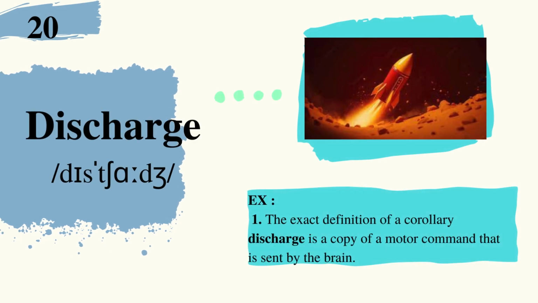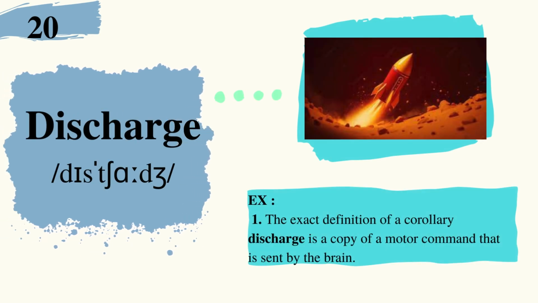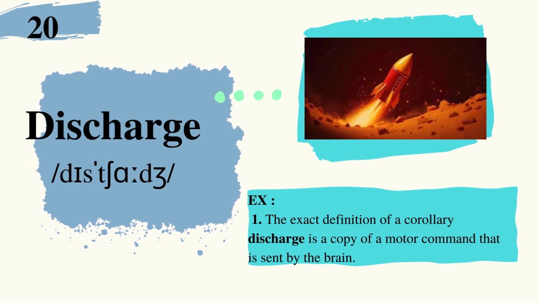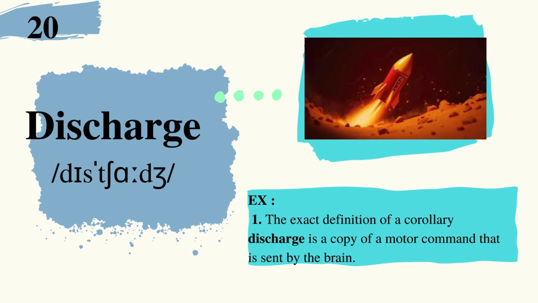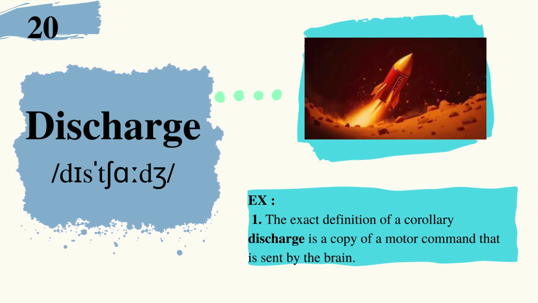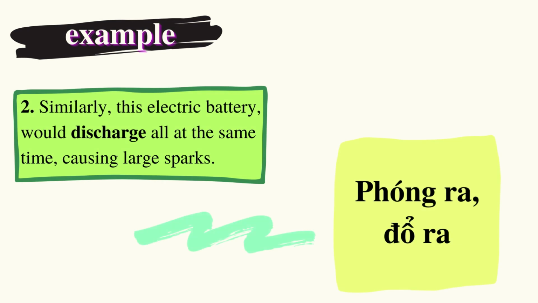20. Discharge. Example. The exact definition of a corollary discharge is a copy of a motor command that is sent by the brain. Similarly, this electric battery would discharge all at the same time, causing large sparks.